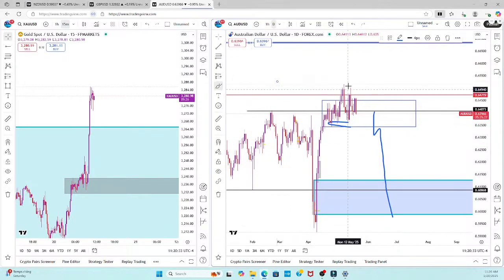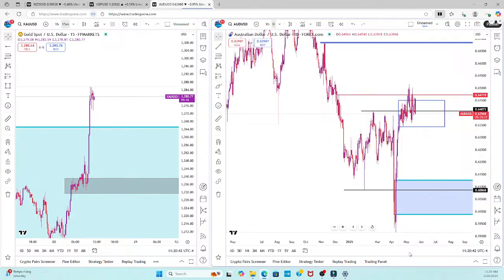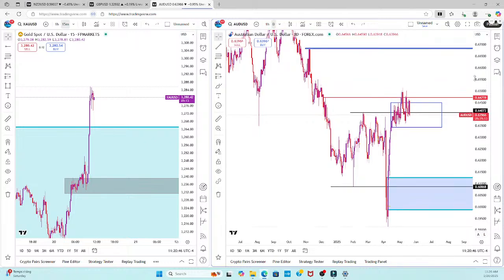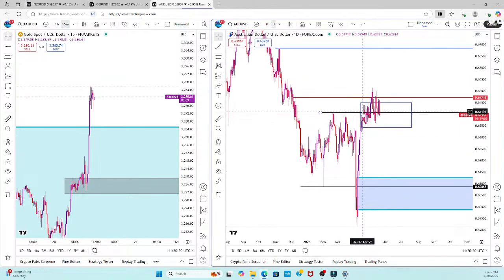Wow. Okay. All right. So basically that is it for the daily time frame. The overall picture, if you zoom out, is that it's going to go up eventually. In the long term, I believe it's going to go up.